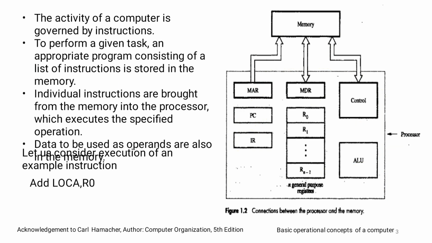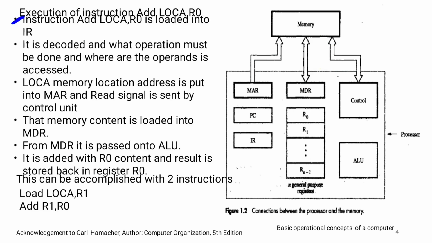The activity of a computer is always governed by instructions. To perform a given task, an appropriate program consisting of a list of instructions is stored in memory. Individual instructions are brought from memory to the processor, which executes the specified operation. Data to be used as operands are also brought from memory to the processor. Next, we shall consider how this example instruction, Add LOCA, R0, is executed.